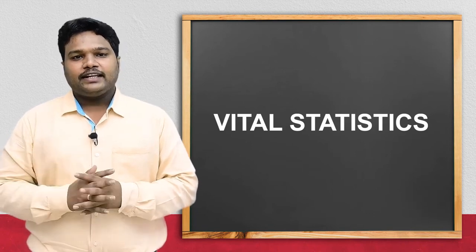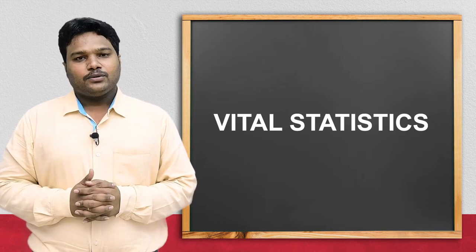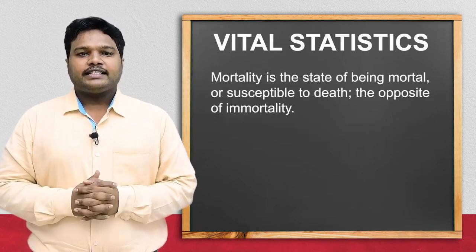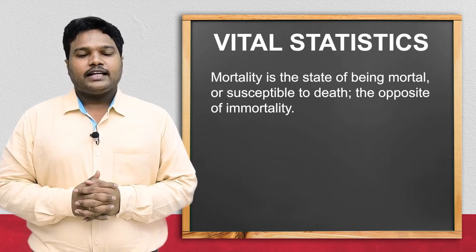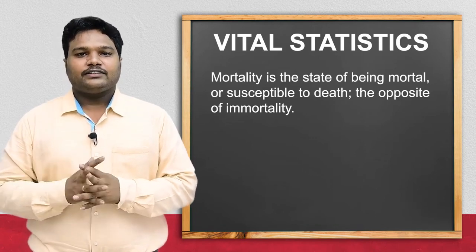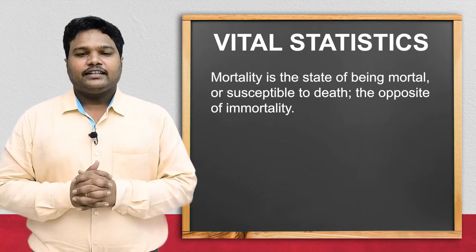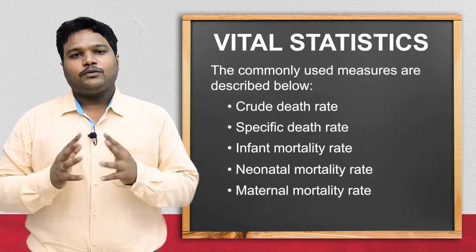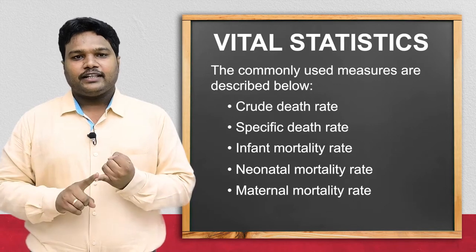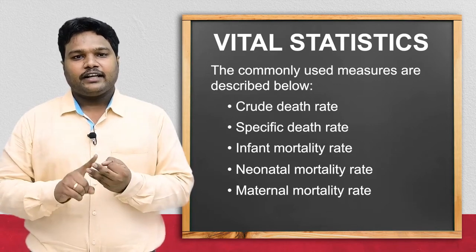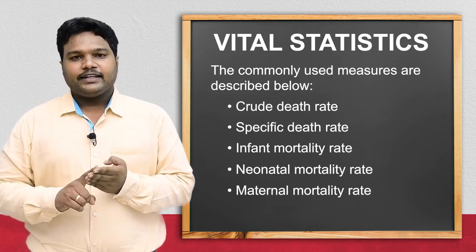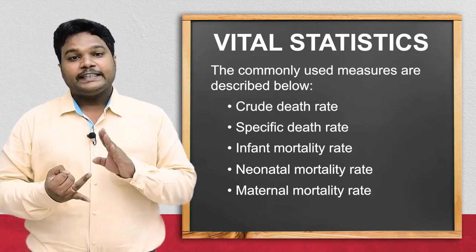Here the vital statistics are divided into two, that is mortality and morbidity. Mortality is nothing but the state of being mortal, or death. So mortality is nothing but death. Mortality is further classified into many types. I have taken only five things, that is infant mortality rate, neonatal mortality rate, maternal mortality rate and under-5 mortality rate. Next are crude death rate and specific death rate.